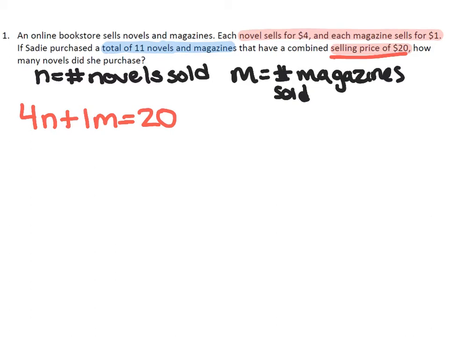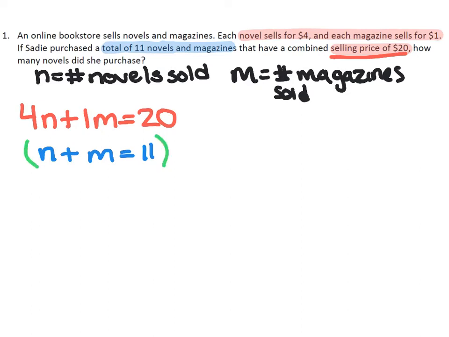The other equation says that a total of 11 novels and magazines were sold. So that means that the number of novels plus the number of magazines equals 11. Now, in this case, you could choose to solve with elimination or substitution. Each works out pretty nicely. In this case, I'm going to choose to solve with elimination.